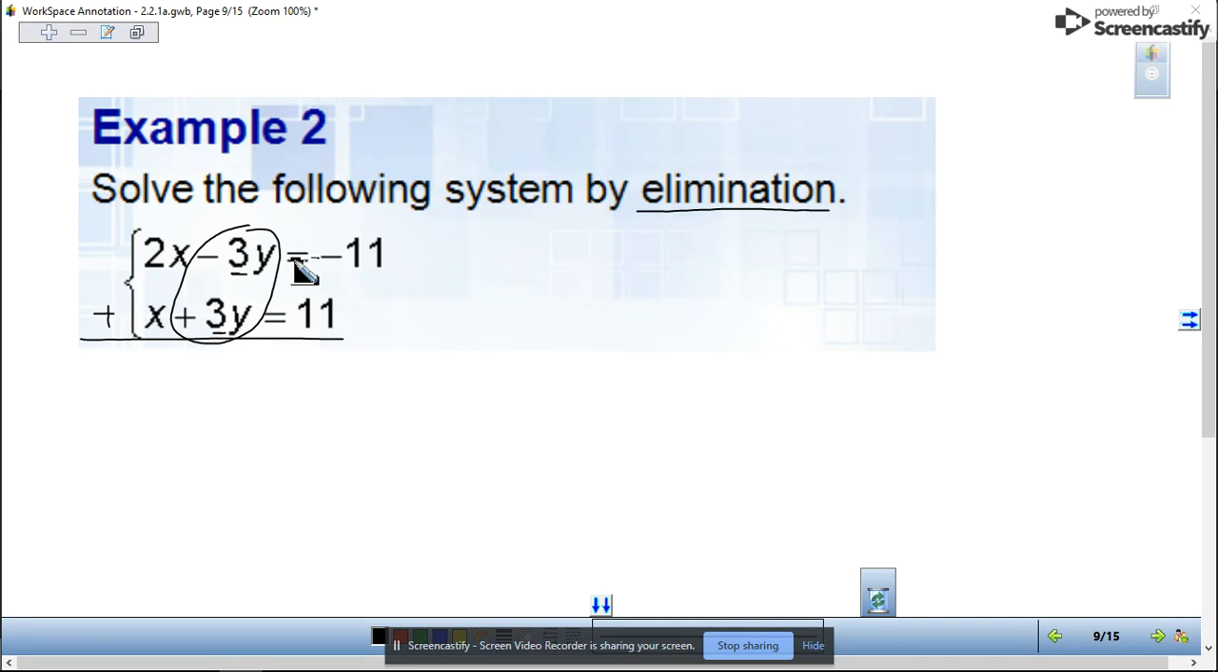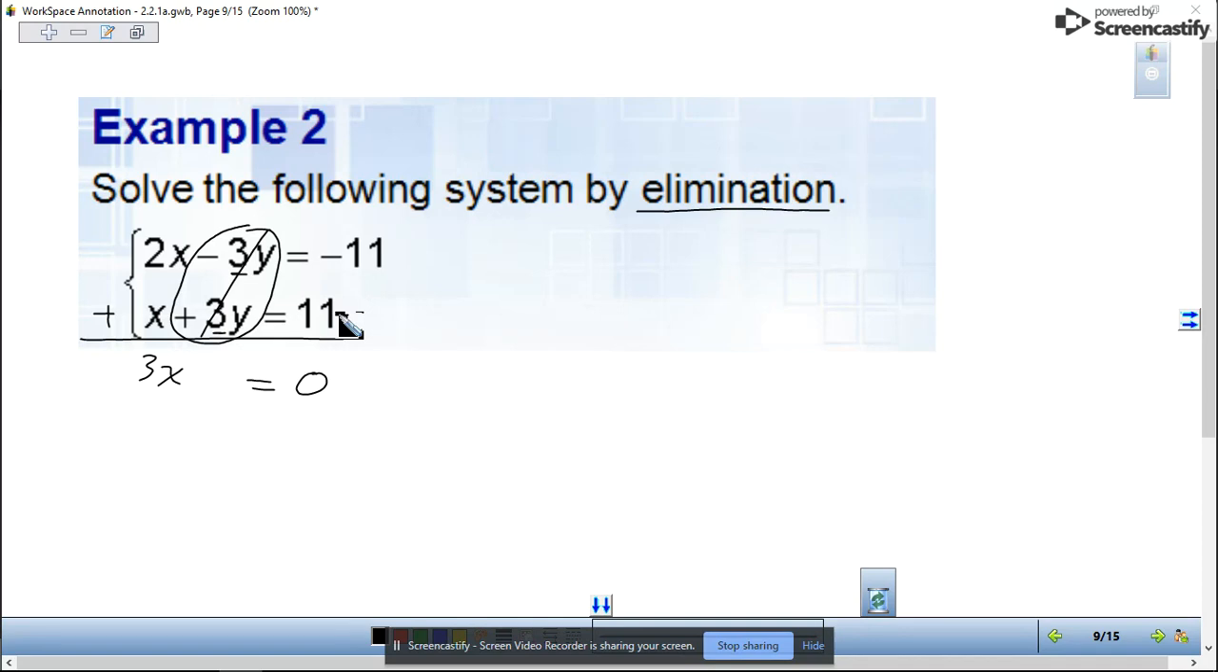All right, so what does that work out to? 2x plus x is 3x. Negative 3y plus 3y is 0, right? It's gone. So those eliminate, hence the name elimination. And over here, we got negative 11 plus 11. Interestingly enough, this goes away too. We end up with 0. Okay, that will not always happen. It's not a given. It's not a guarantee by any means.